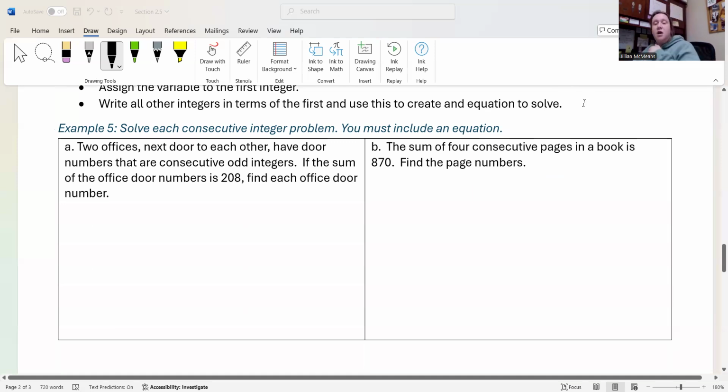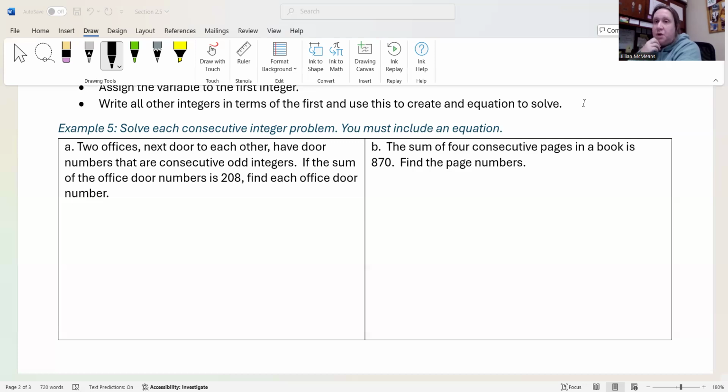Example 5 says solve each consecutive integer problem. You must include an equation. Again, this is like the previous video where we were talking about Jim and Pam. A lot of these problems, yes, you can fiddle around with numbers. We're smart people. We have number sense. We use numbers every day. So a lot of times if you just play around with it, you can find the answer. But remember, you're in an algebra class. Your instructor is going to want to see your algebra. So make sure you know how to create the equation and then solve the equation.